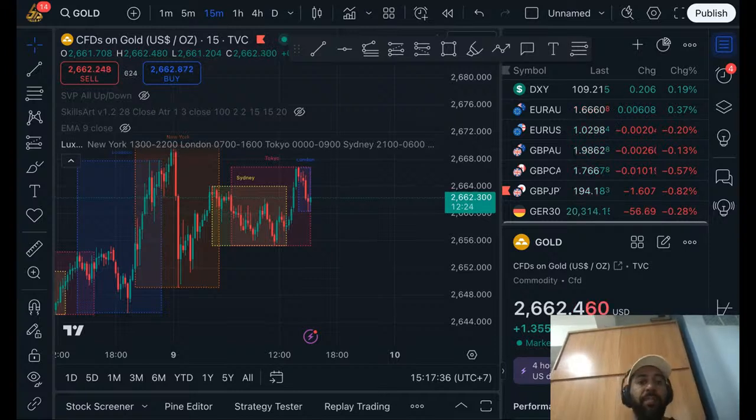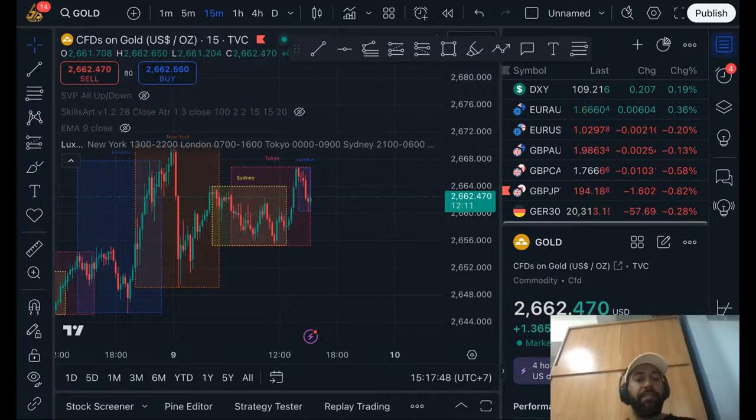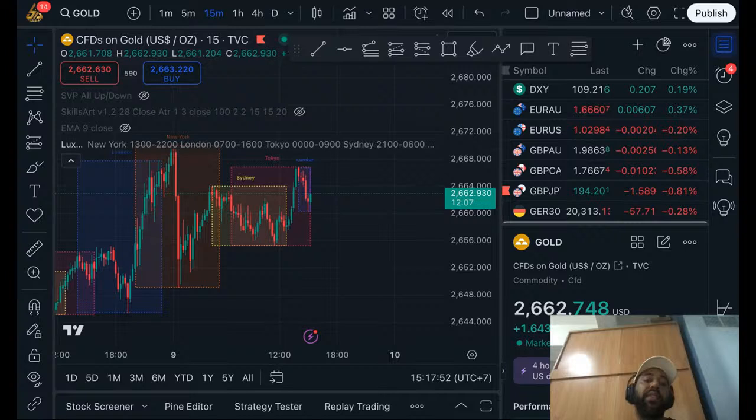So now the price is moving towards our first TP. First TP is 64. I believe we will hit our TP, and now you have around 40 pips already because the price moved from our entry.